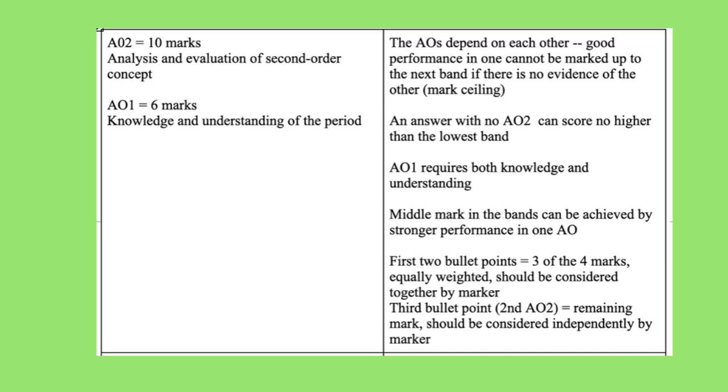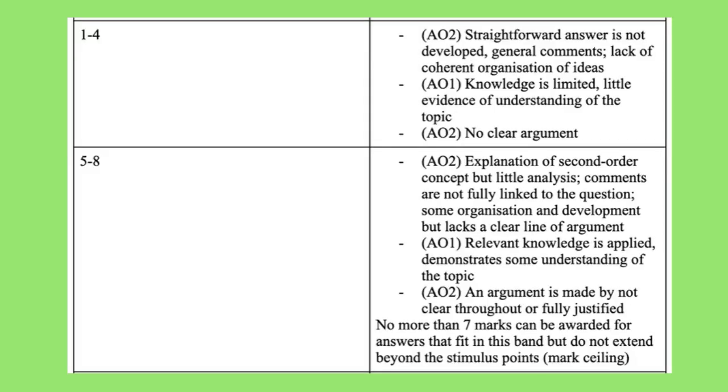That brings us on to AO1 for the next 6 marks, and that is for your knowledge and understanding of the period. You need to use evidence to support your argument, so bringing in the stuff that you already know to show that you've got a really good and solid understanding of the topic. Here are the bottom 2 bands.